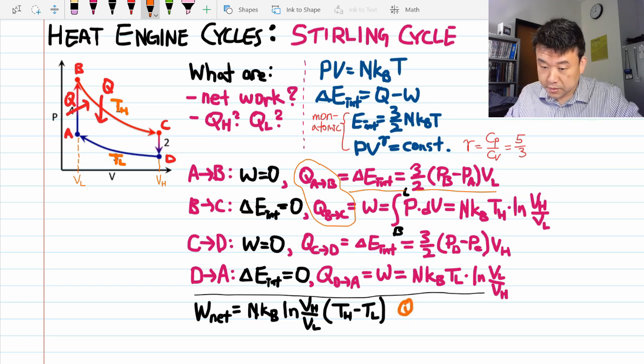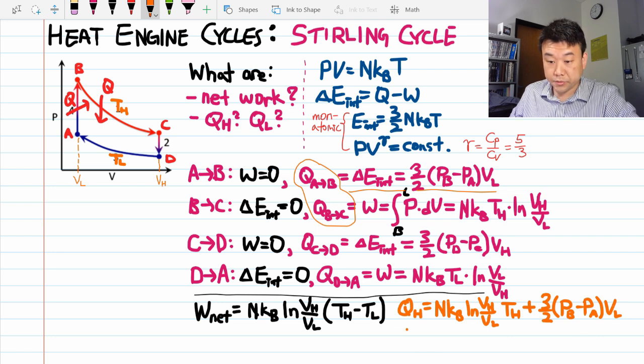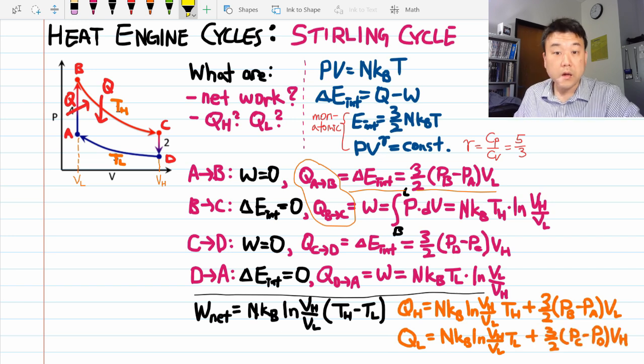The heat input is the sum of the heat transfers from A to B and B to C, which is the same term as the one you see in the Carnot cycle, and an additional term that comes from our isochoric path. And let me write down the heat output, making sure I'm writing it down as a positive quantity. And once again, it has the same term as the Carnot cycle and an additional term that comes from the isochoric path. Alright, so these are our results that we'll use for comparison in our summary video.